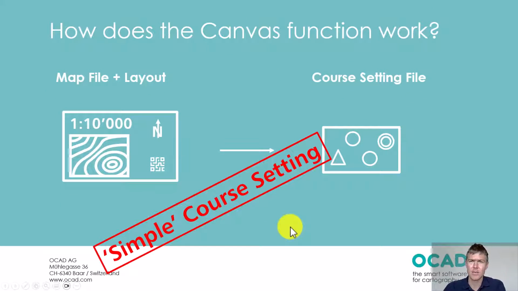Now, how does the canvas function work? Typically, let's say for simple course setting, you have a course setting file, and then you have a map file, and this map file also includes the layout. You do not only have the map, but you also have, for example, a border and the scale and a north arrow and some other layout objects such as logos.